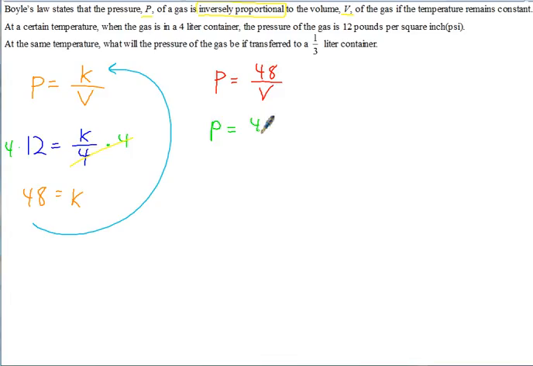So P would equal 48 divided by 1/3. So that'd be 48 divided by 1/3, which is the same as multiplying by the reciprocal, 3/1. And 48 times 3. Well, 3 times 40 is 120. 3 times 8 is 24. 120 plus 24 is 144. And the units for pressure in this case are pounds per square inch, which you could abbreviate as PSI.